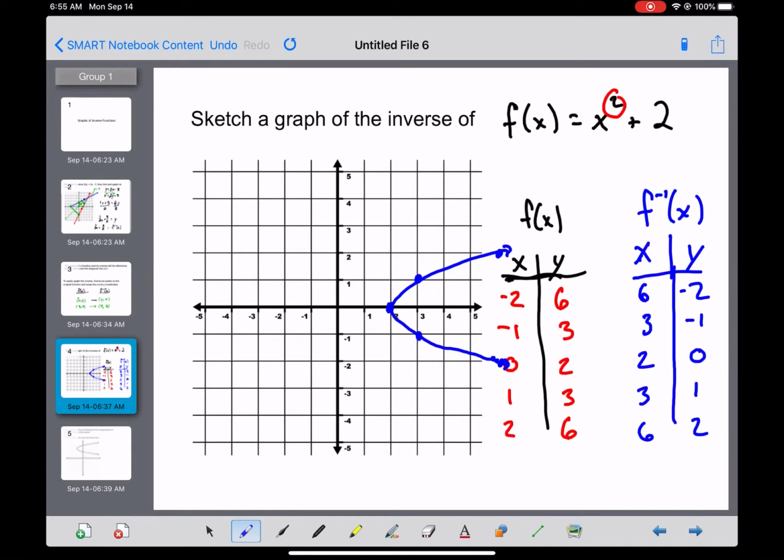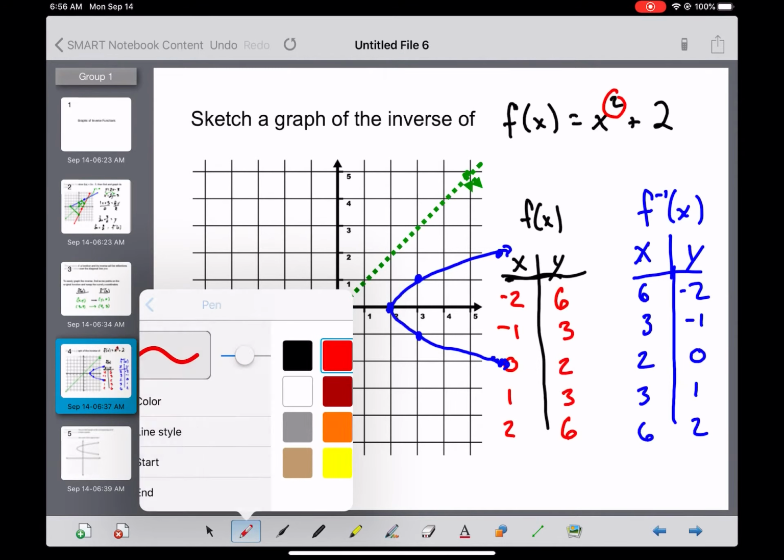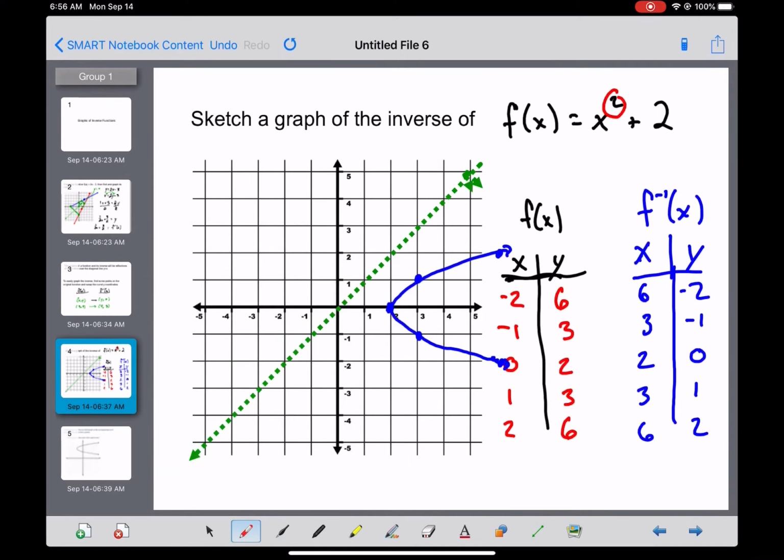And just if I want to double check to be sure, maybe let me think of my diagonal line here at y equals x. And we should see a reflection. So the problem didn't ask us to do this, but I just want to check to be sure. So -2, 6, -1, 3, 0, 2, 1, 3, 2, 6. Yeah, it looks like this is just this original parabola reflected over this diagonal line. So you can see again, the point 1, 3 has a corresponding point at 3, 1 when we flipped it. So we can be pretty sure our graph of our inverse is correct here because it's just a reflection over the diagonal line.